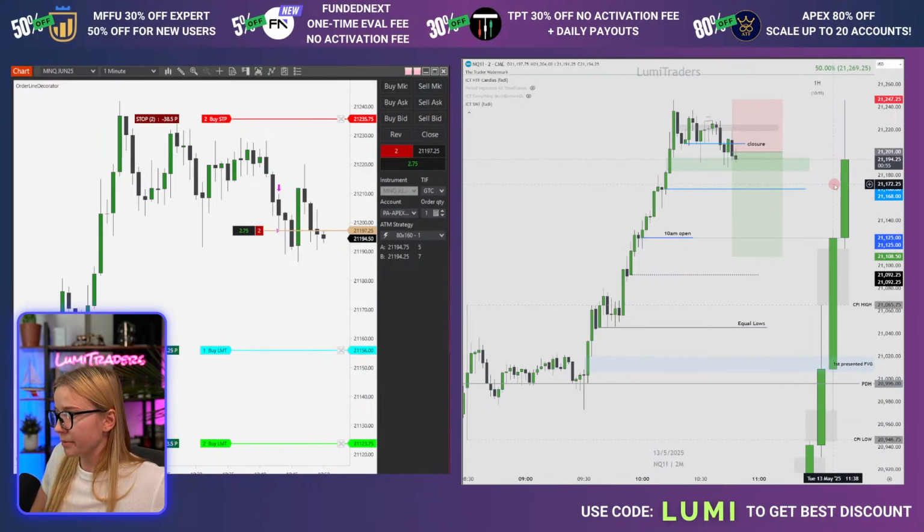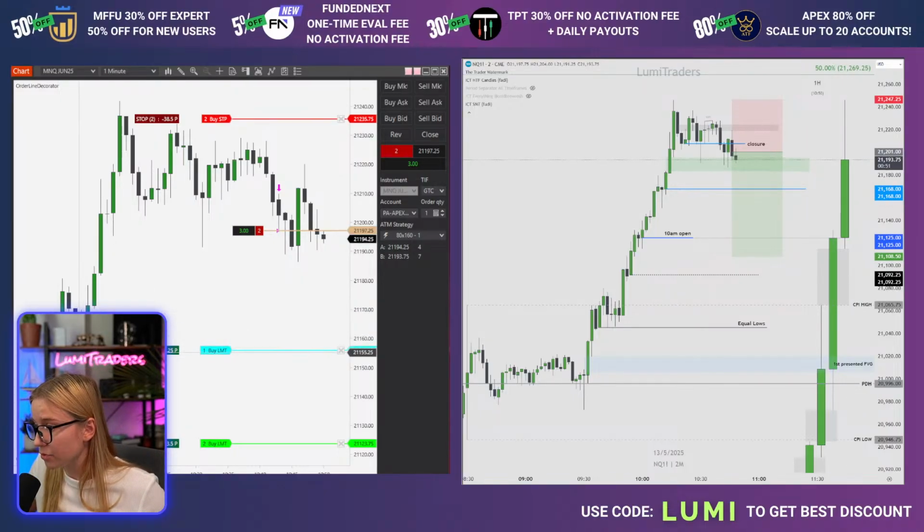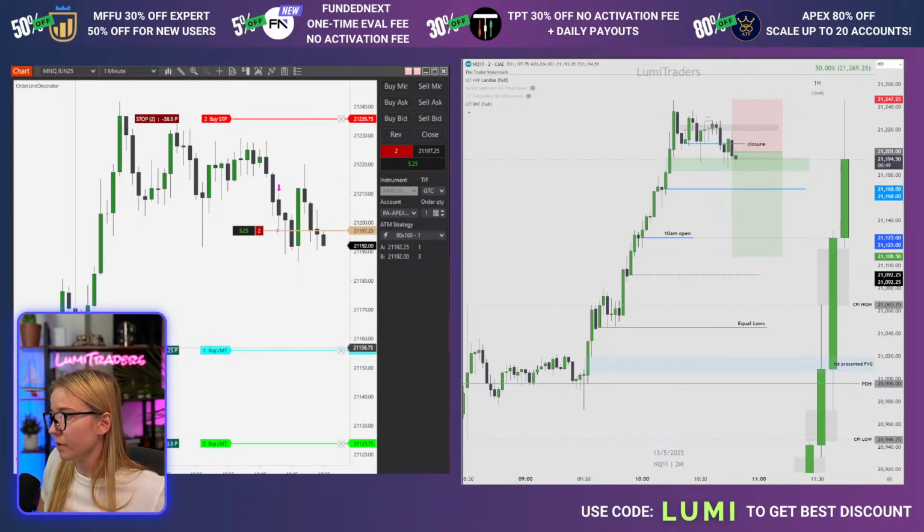Partial basically 1 hour, a bit more than 1 hour. I put this at this equal bodies right here. And final target is 10 AM open. That's it. Trying to aim for 2 hour.